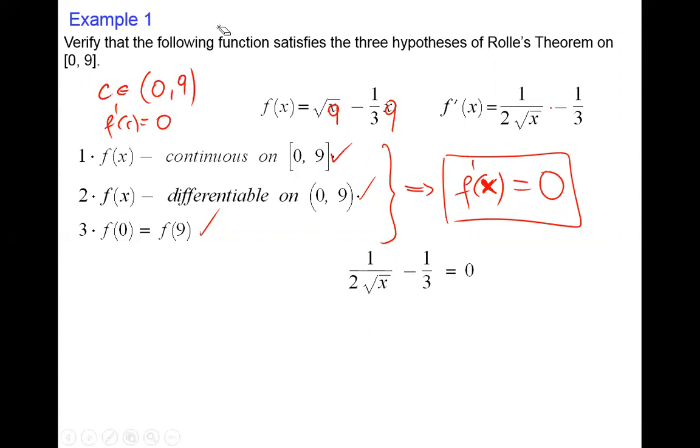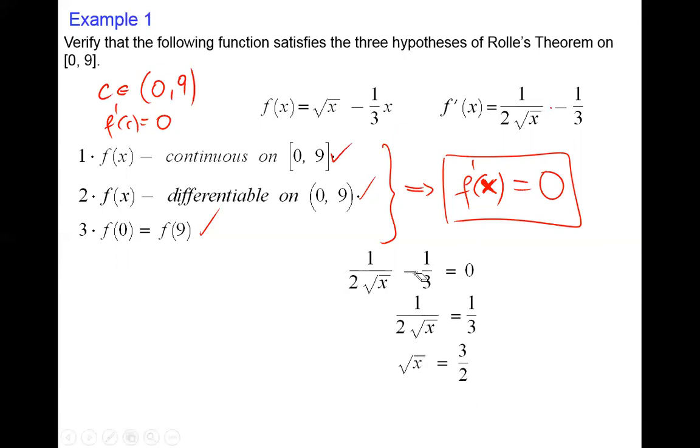But since the function is relatively easy, we can find the derivative, set it equal to 0, and solve for x. That x will be c. Let's actually check. The derivative of the square root of x is 1/(2 square root of x). The derivative of 1/3 x is 1/3, negative of course. And this is 0. We can add 1/3 to both sides. We can cross multiply. 2 root x times 1 equals 3. Dividing by 2, I have 3/2.